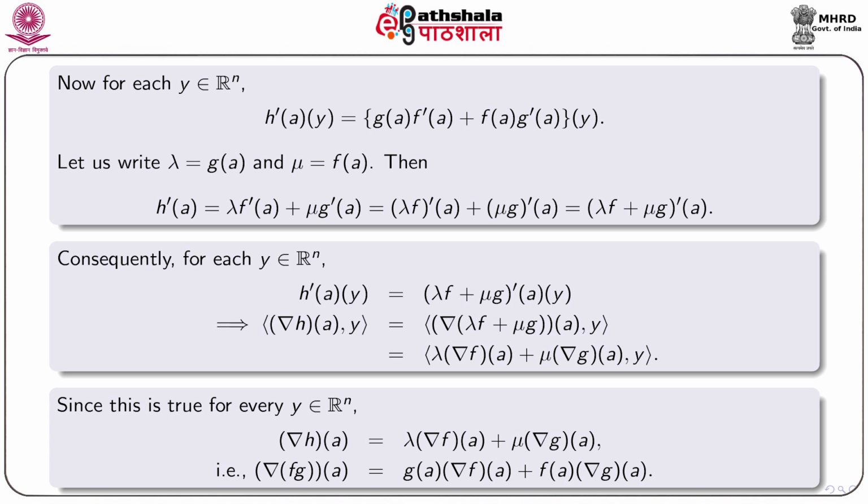Since this is true for every y in Rn, we find that grad H at A equals lambda times grad F at A plus mu grad G at A. Now, we are writing the values of lambda and mu. So, we find that the gradient of FG at the point A is nothing but G(A) gradient F at A plus F(A) gradient G at A.